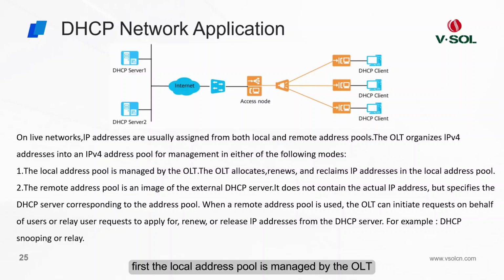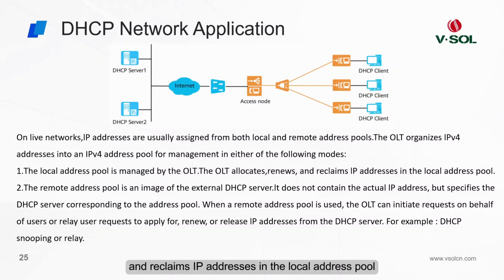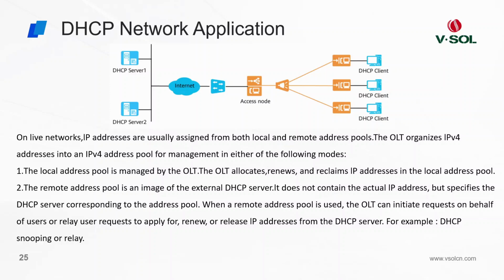First, the local address pool is managed by the OLT. The OLT allocates, renews, and reclaims IP addresses in the local address pool. Second, the remote address pool is an image of the external DHCP server. It does not contain the actual IP address, but specifies the DHCP server corresponding to the address pool.